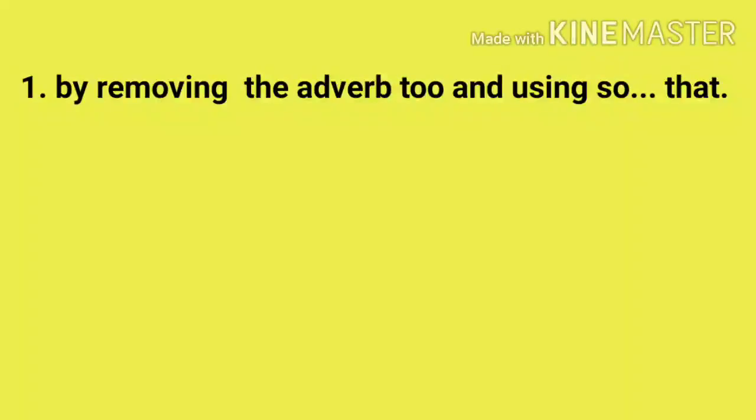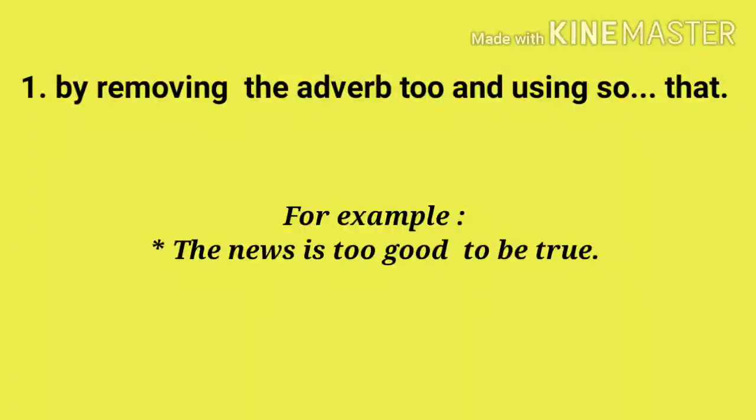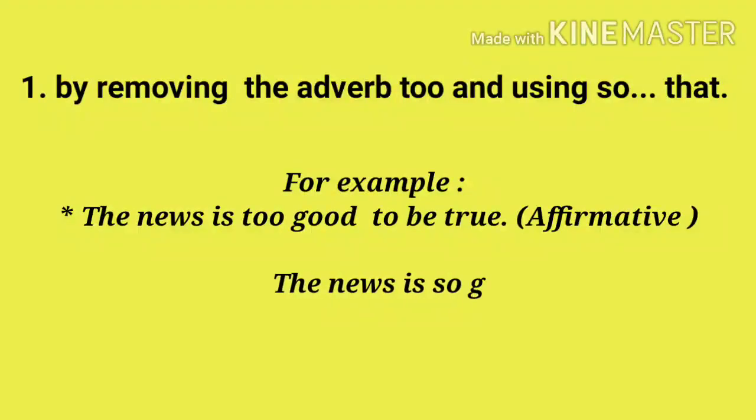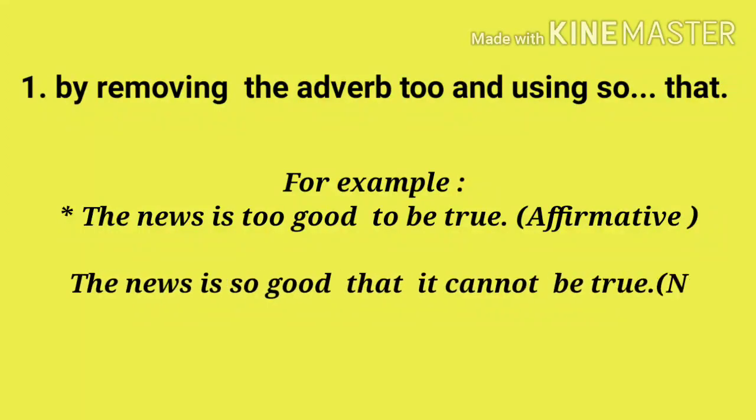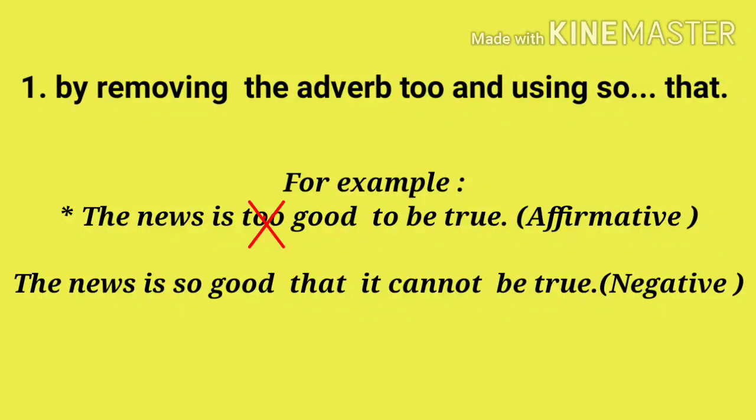First method is by removing the adverb to and using so that in place of it. For example, the news is too good to be true is an affirmative sentence. Now, if you have to change this, you have to do away with to in the sentence. So, the news is so good that it cannot be true. And this is a negative sentence.